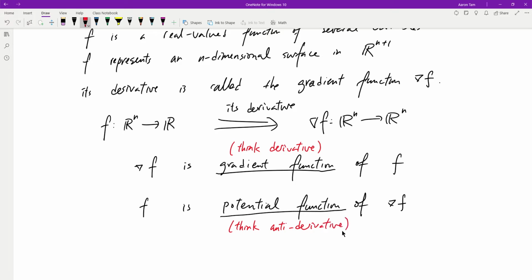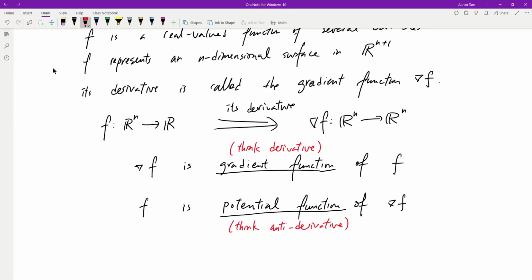So those are the correct terminology. Unfortunately, we're not going to talk too much about potential function until, at the very earliest, chapter 7. We'll probably talk more about it in chapter 8. But it is basically what the antiderivative is. Now, that's the first thing that I want to introduce to you, the terminology.